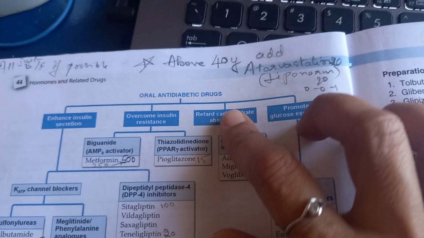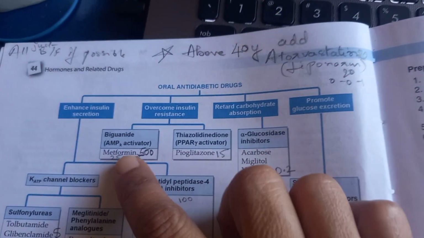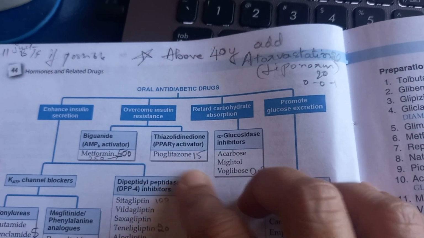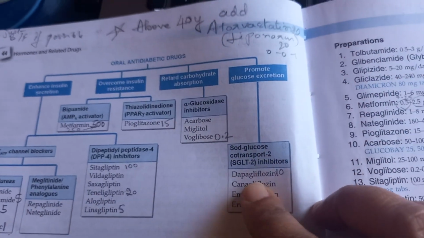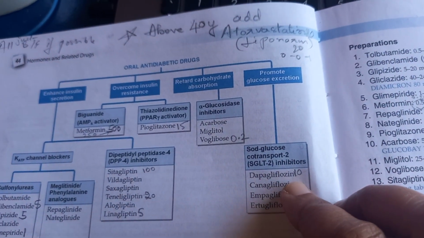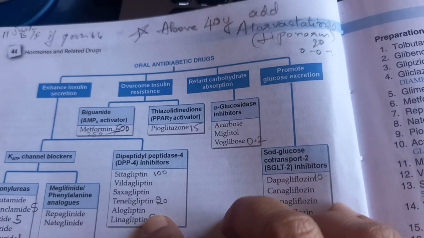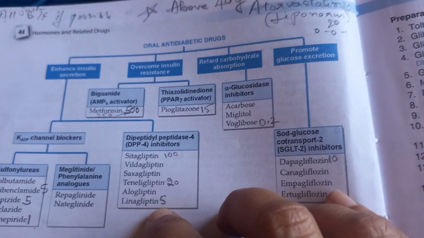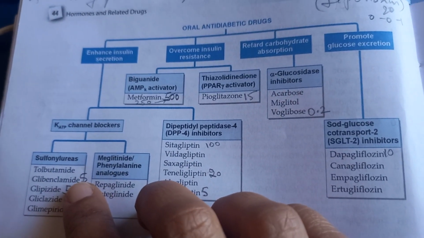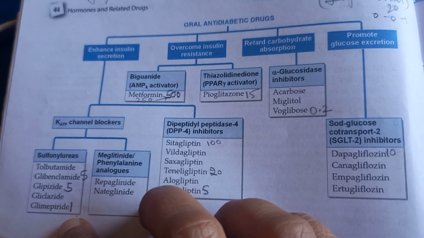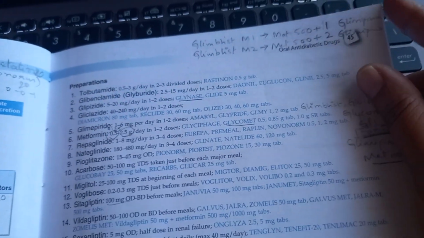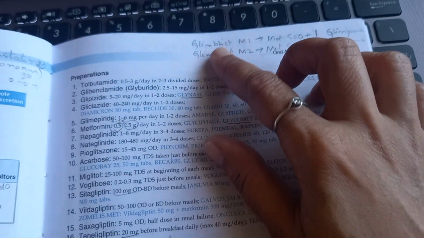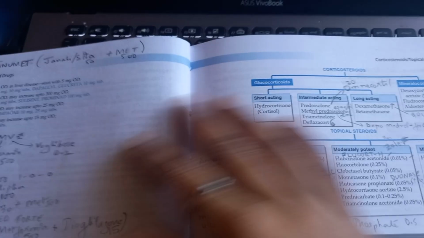Oral anti-diabetic drugs. What and all have you prescribed? Metformin, obviously. Pioglitazone, maybe. Voglibose, dapagliflozin, which is a very new and very good drug. Sitagliptin, teneligliptin, linagliptin, glibenclamide, glipizide, glimepiride. So these are the drugs that are commonly prescribed at our clinic. Okay. So these are the common brand names also given.